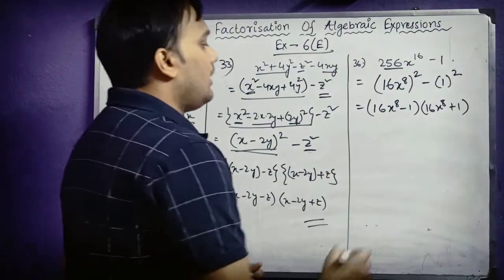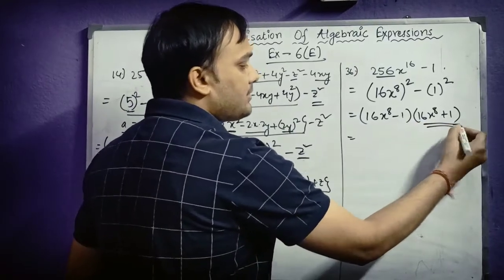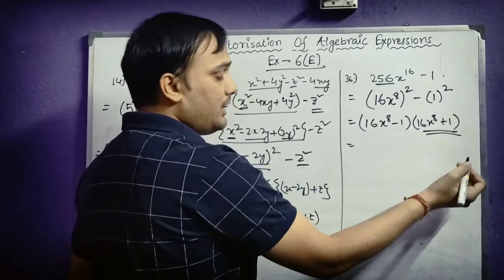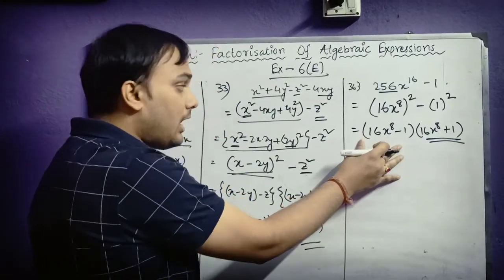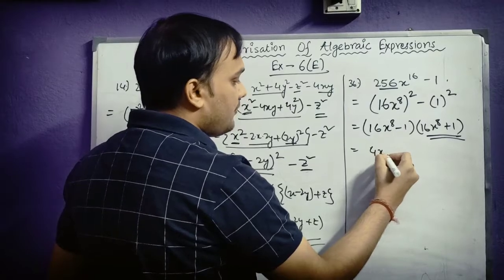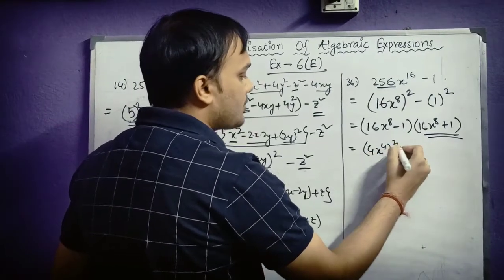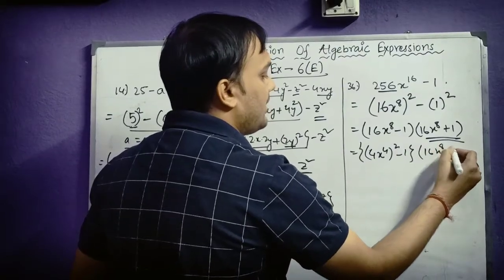Okay. Now we can apply 16x to the power 8 minus 1. See, I cannot break this one further. This I cannot do anything. So it will be remaining like this only. But this can be factorized more. How? Just look here. 16x to the power 8 can be written as 4x to the power 4 whole square minus 1 into 16x to the power 8 plus 1.